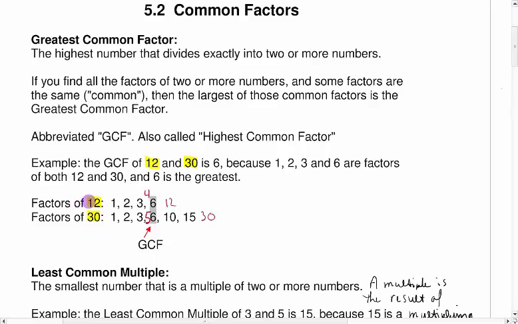So our list of factors of 12 are 1, 2, 3, 4, 6, and 12. And our list for 30 is 1, 2, 3, 5, 6, 10, 15, and 30. Now what we're looking for is the greatest common factor. And we notice that we have more than one factor which is common, right? We've got 1, we've got 2, we've got 3, and we've got 6. But we want to choose the biggest out of all of those, and that would be the 6. And so the GCF then for 12 and 30 is 6.